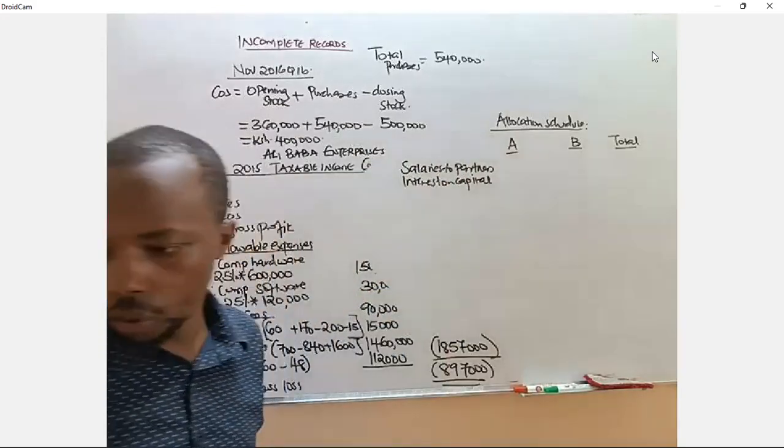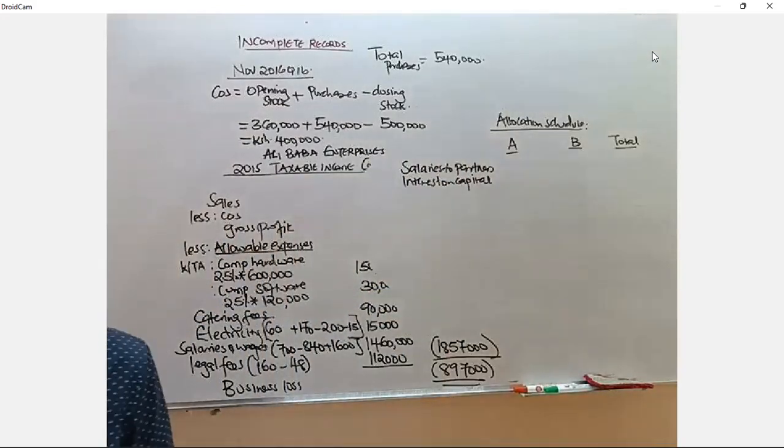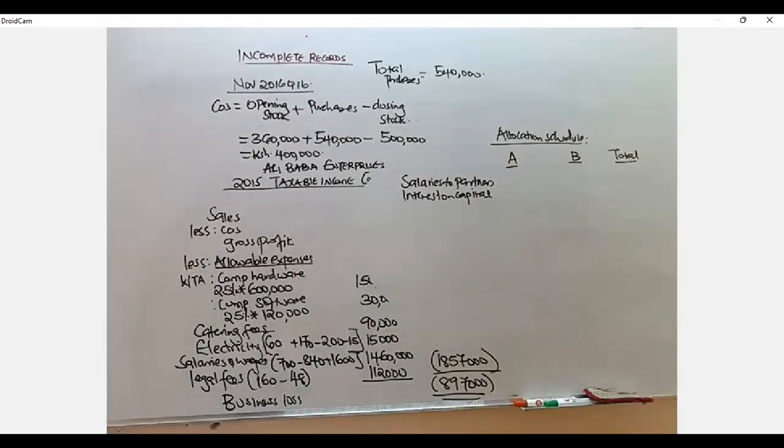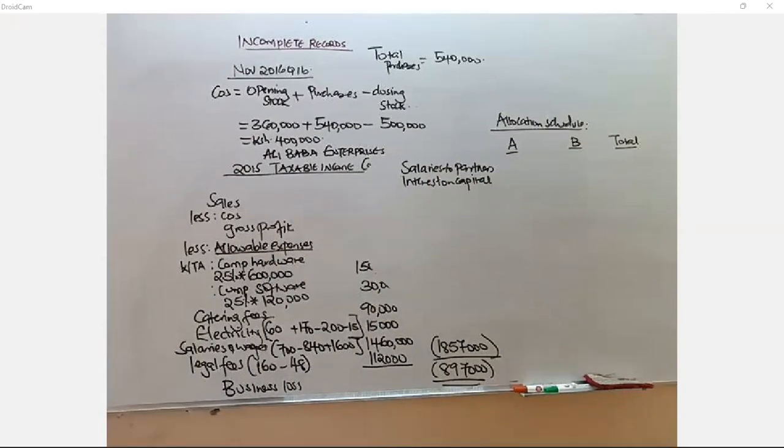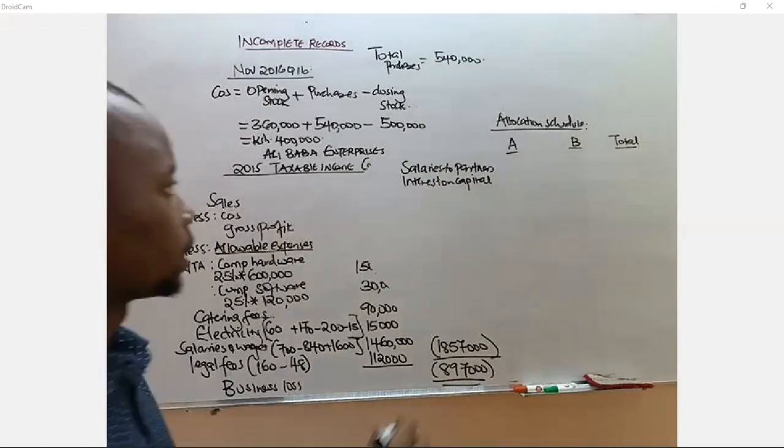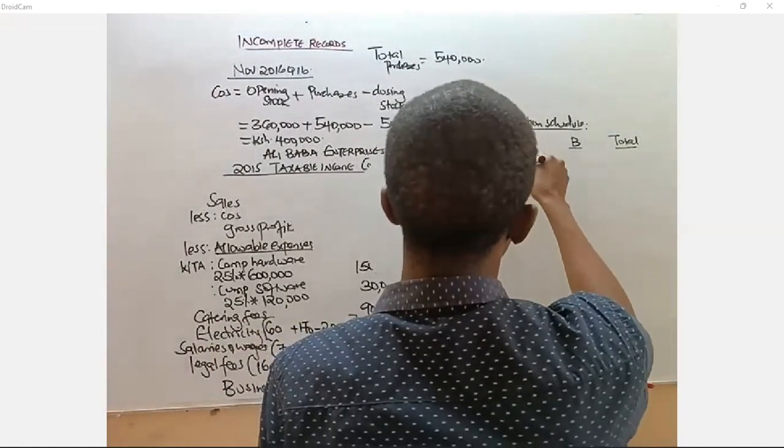Interest on capital. I think those two are the only ones existing here. But let us look. Let me start with the salaries. We have been told in the question that the salaries to partners were 70. I can see 120, right? Here we have 70,000.